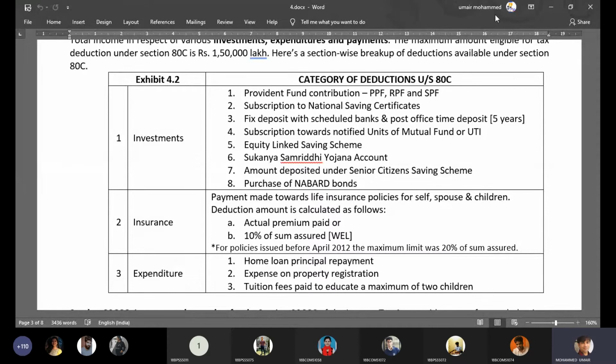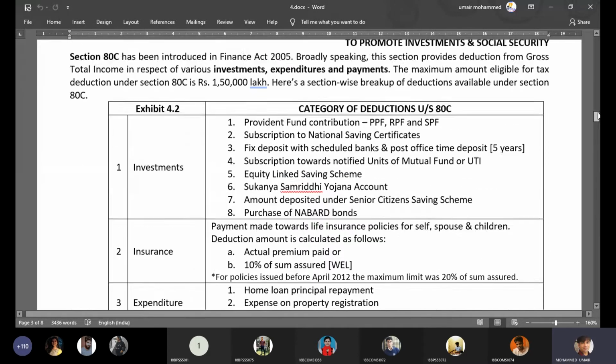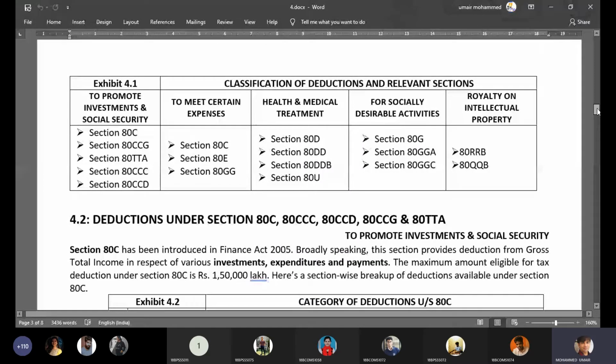And these deductions, 80C to 80U, are broadly categorized into five segments, as you can see here. There are certain set of sections which are framed to promote investments and social security. Certain sections which are framed to provide some relief to the taxpayer in terms of meeting certain expenses.